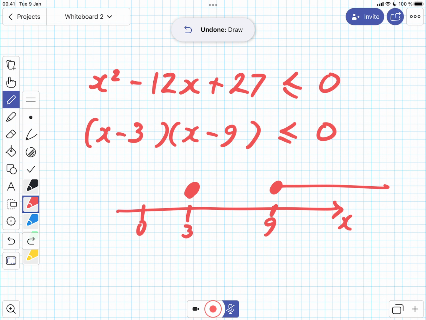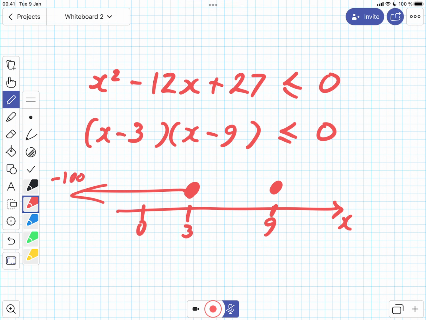Just get rid of all of these things. Let's think of very big negative numbers, like minus 100. So if x is minus 100, you get minus 103 times minus 109. And that would be a negative times a negative, so that would give you a positive. And we don't want it to be a positive because we want it to be less than 0. So it's got to be in between the two where the inequality is satisfied.